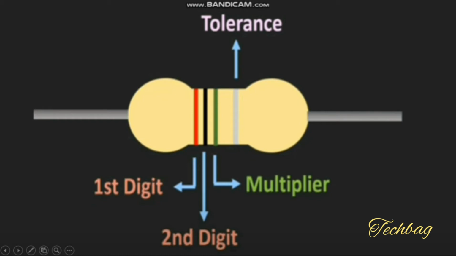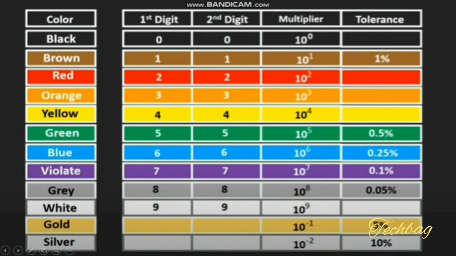Depending upon the color, the resistance value will vary. So we have to know the relationship between the color and the value which is represented by it. This table gives the relationship between the different colors and the value represented by each.